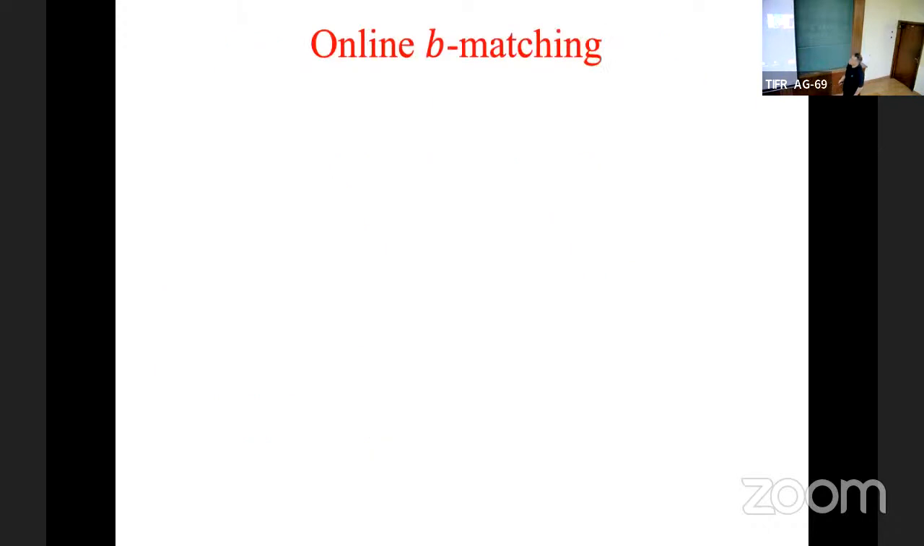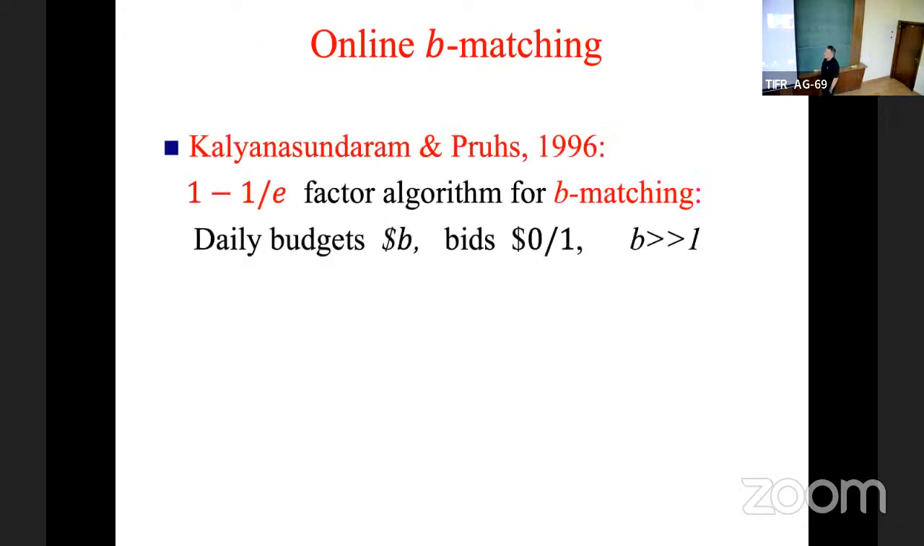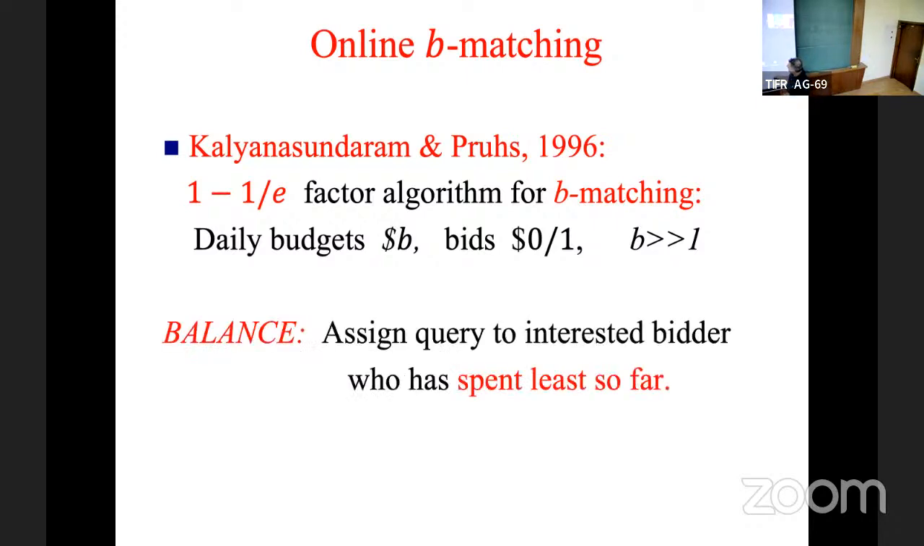And here's the algorithm for a much simpler problem, which is the online b-matching problem, which is like online matching, except that each advertiser can be matched to b different queries, where b is a very large number. So this is like the AdWords problem with 0-1 bids and very, very large budgets. And Kalyanasundaram and Pruhs had given a deterministic algorithm for this, whose competitive ratio is basically 1 minus 1 over e when b tends to infinity.